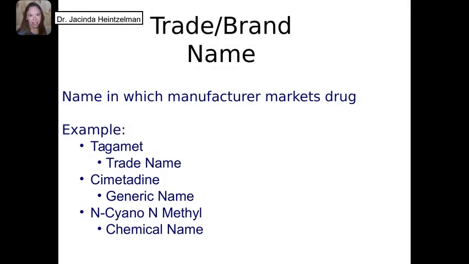Here's another example of trade name, generic name, and chemical name. So Tagamet is the trade name, cimetidine is the generic name, and the chemical name is N-cyano and methyl. So remember, the trade name is going to be the name in which the manufacturer markets the drug. So like I said, it's a catchier name, and people tend to remember it a little bit better.